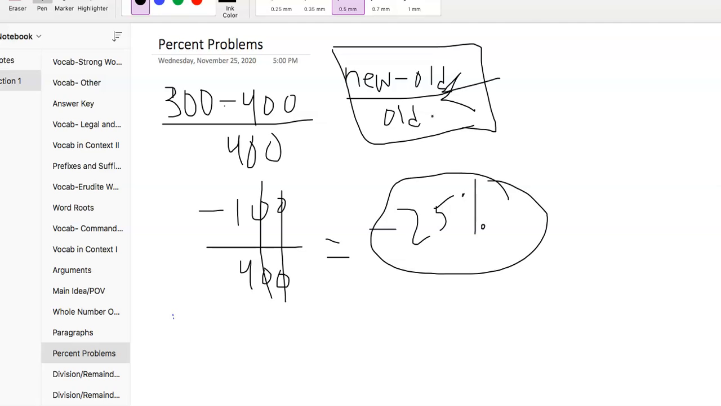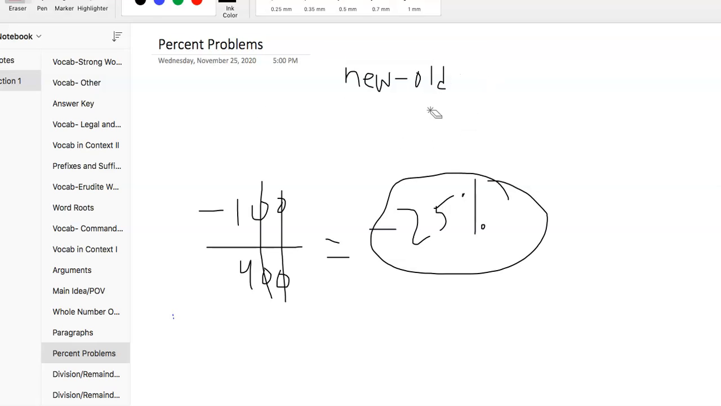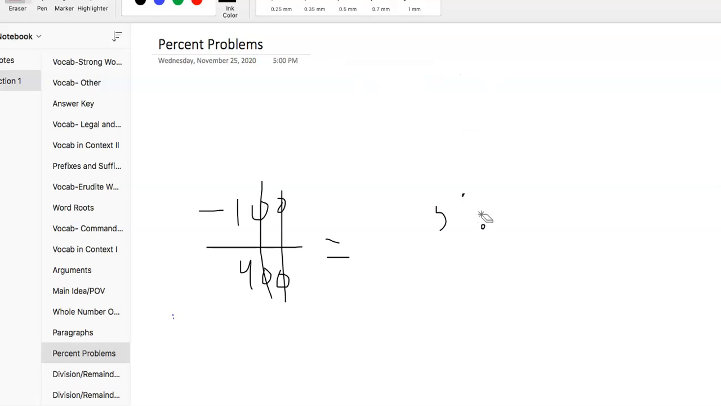We have to make sure we go new minus old divided by old, not divided by new. If you divided it by new, then it would be 300 minus 400 divided by 300, and then we would get a different and sadly incorrect answer. So anyway, that's how we do this one. New minus old divided by old. Got to know that formula. That type of question will show up for sure, in some form or another.